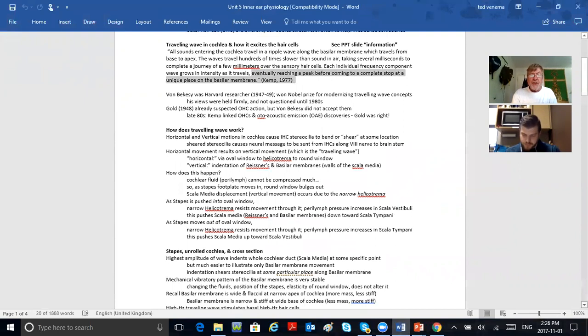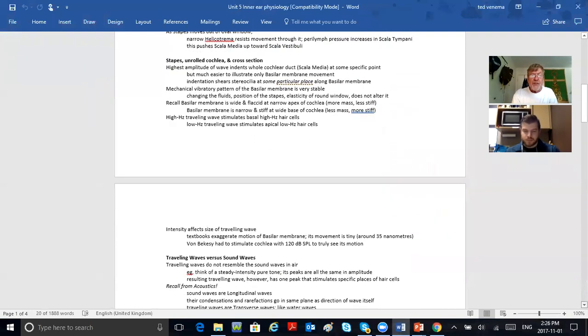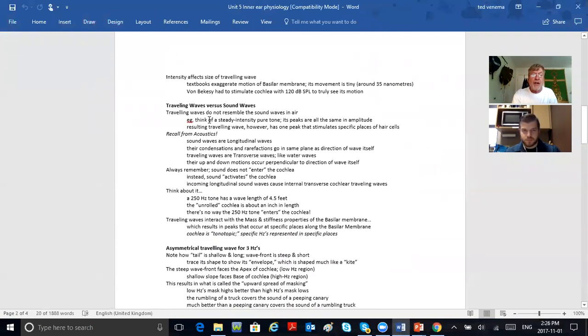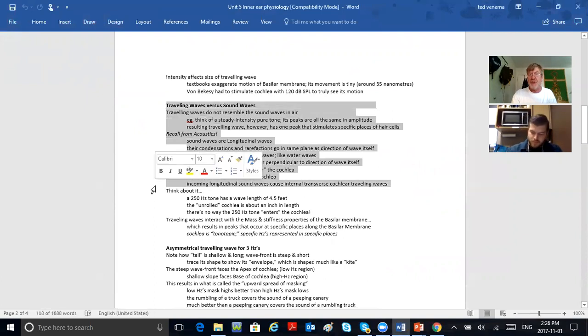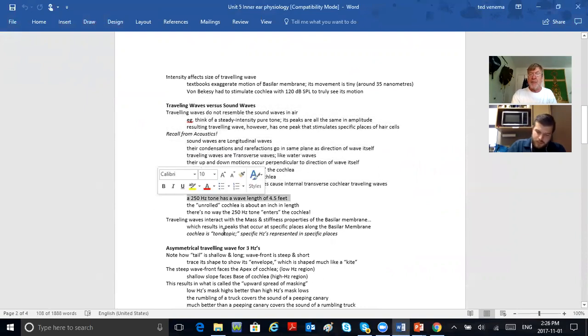Okay, the stapes unrolled and cross-section. We've covered all of that. We talked about traveling waves versus sound waves. Put a star by that. Read this carefully on page 2. Just have a read of it. It's all of what I said. Think about it. A 250 hertz tone has a wavelength of 4.5 feet. There's no way it's going to get inside of a cochlea. Okay? Sound waves are longitudinal waves. Traveling waves are transverse waves. That's what this is about.